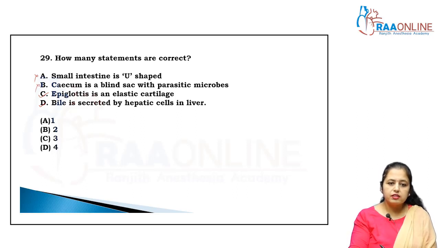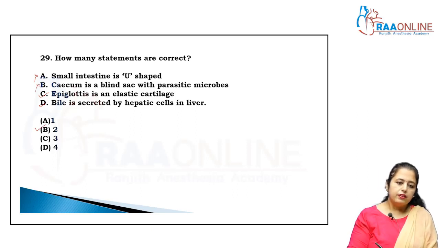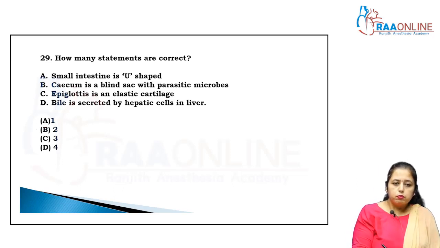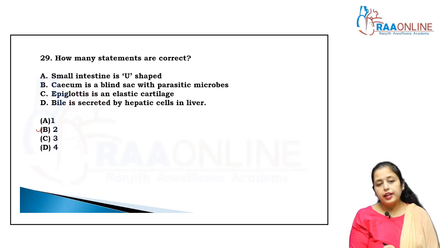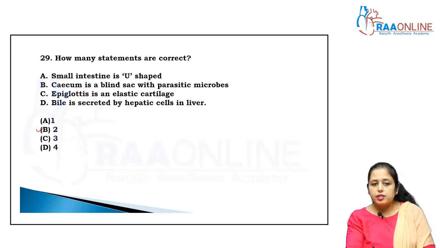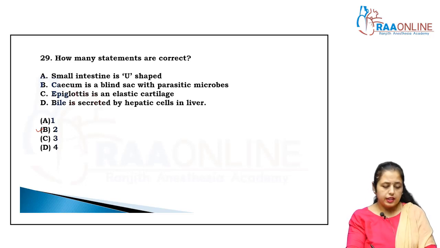So the correct answer is Bombay, right? Clear? Two statements are correct, right? So both these are correct options, right? That is, epiglottis is the example of the elastic cartilage, and bile is secreted by the hepatic cells in the liver, right? So these statements are correct.